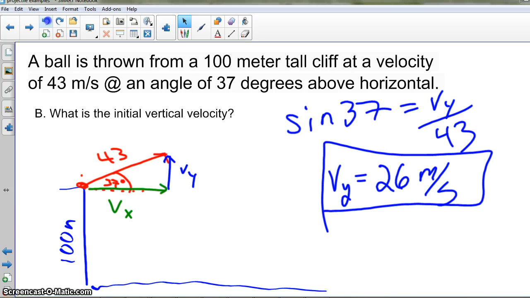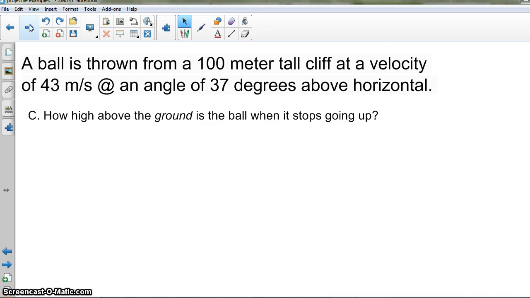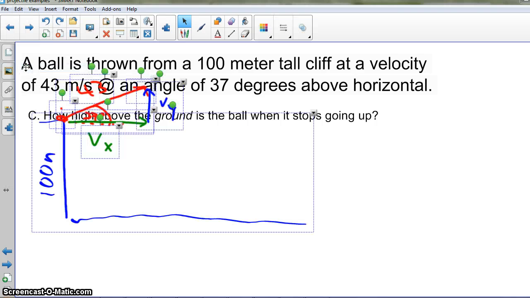So this number, anything that we ask about in the vertical, we are going to have to use an acceleration of negative 9.8 meters per second squared, because it's not going to continue. We all know that this is not going to continue going 26 meters per second forever. So that brings us to the next question, which is how high above the ground is the ball when it stops going up?